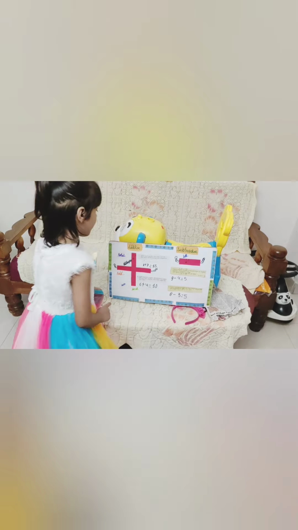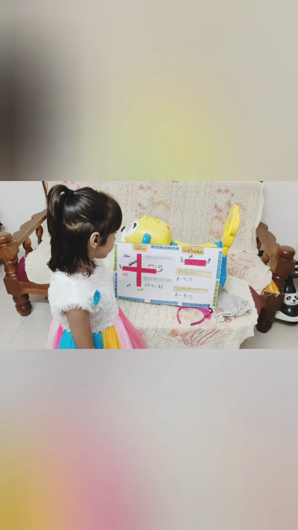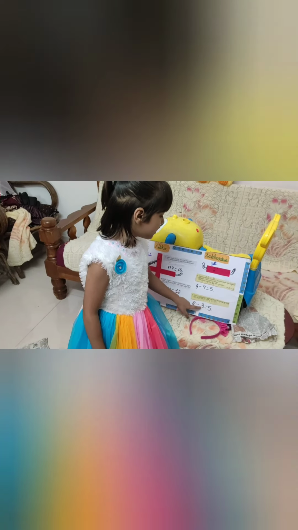The answer is 10. Addition is finished. Now we will go to subtraction. Example, subtraction. We will learn this word.